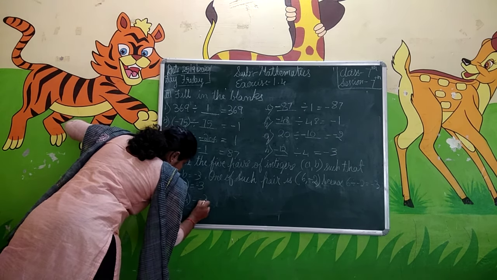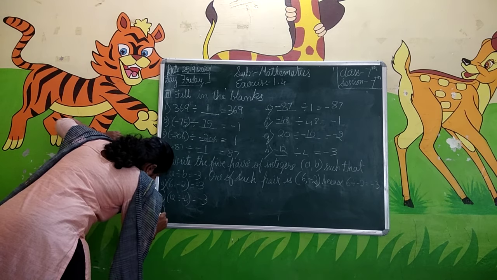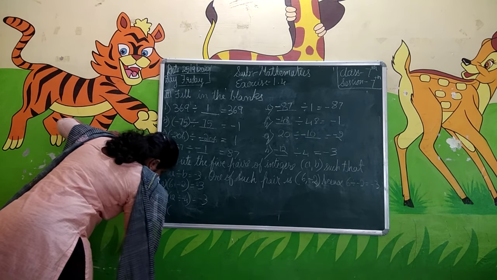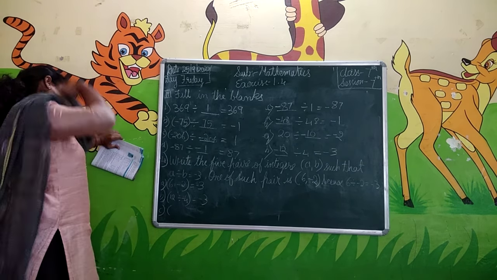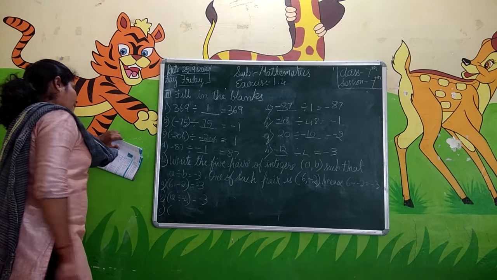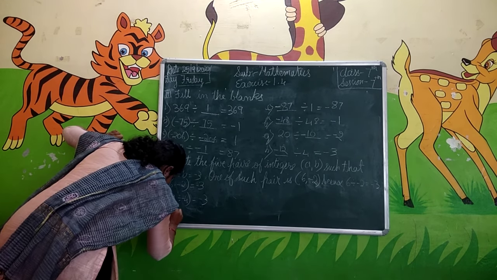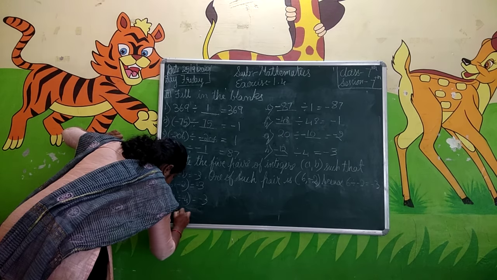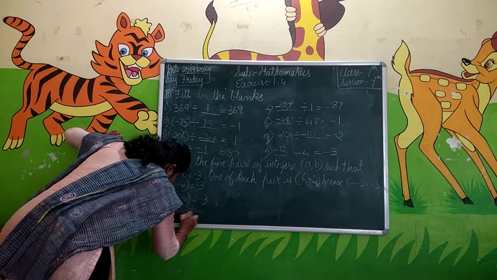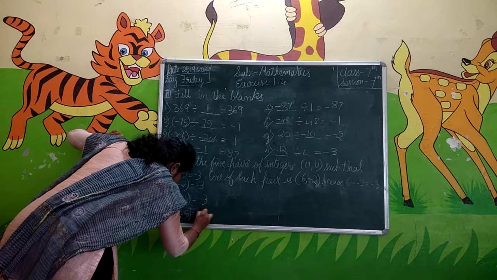the answer here as minus 3 itself. Something divided by 5 will give me minus 3 itself.